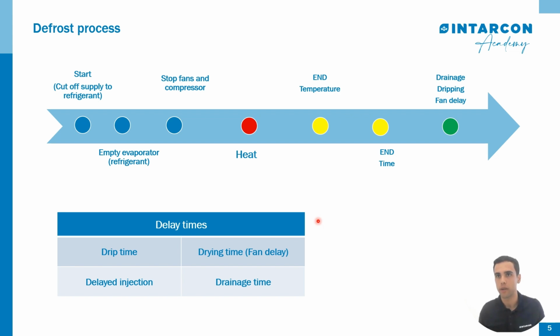Fan delay or dry time. The solenoid opens and allows the refrigerant to circulate through the system without the fan operating, facilitating gradual cooling. Injection time allows water to drain from the evaporator and evaporate the liquid accumulated in the evaporator. And the evaporator drain. The accumulated hot liquid is removed.